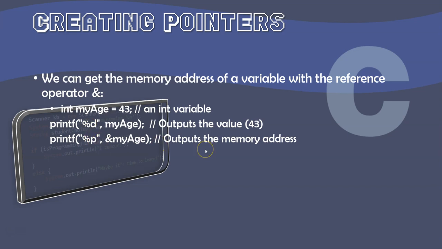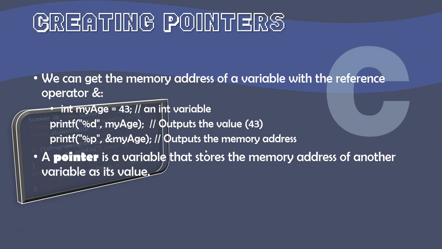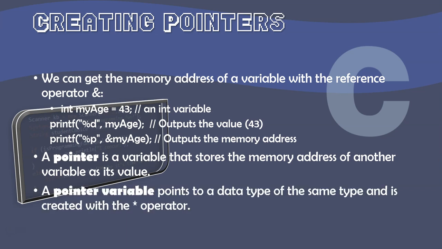Well, it's going to give us the memory address. So this %p is short for pointer. Pointers are simply a variable that stores the memory address of another variable as its value. And a pointer variable points to a data type of the same type and is created with the star operator.